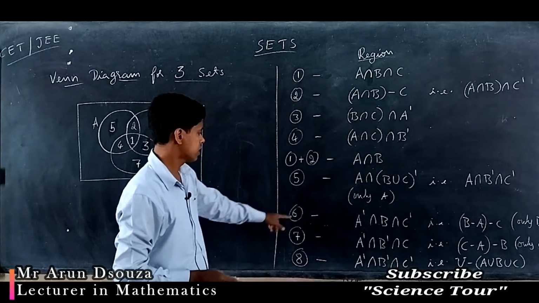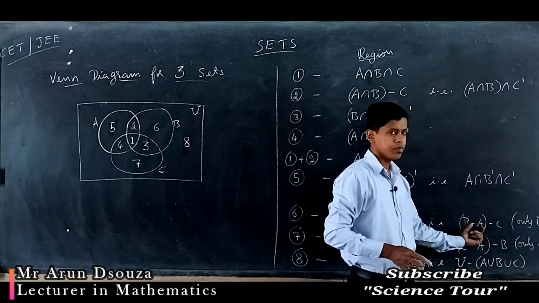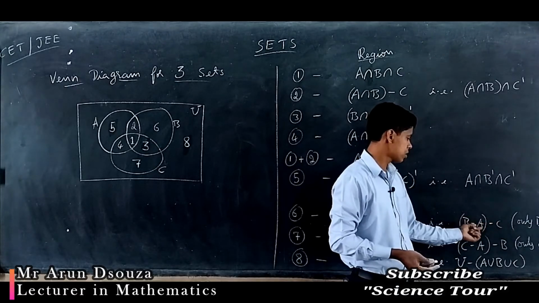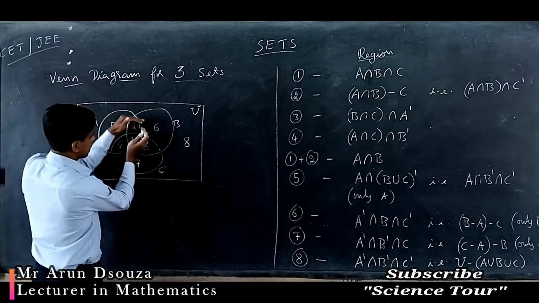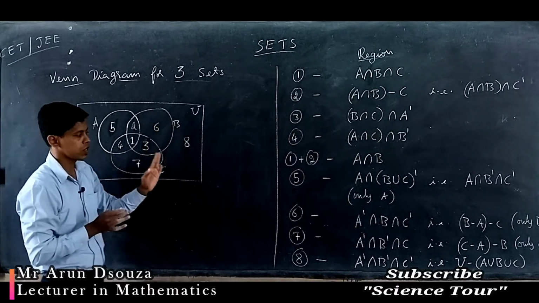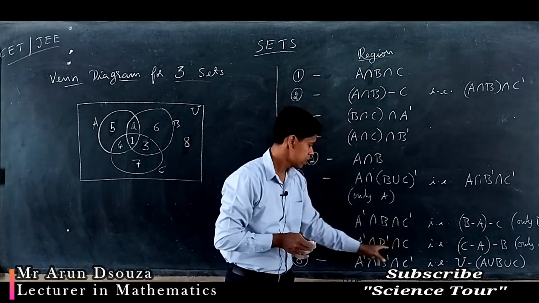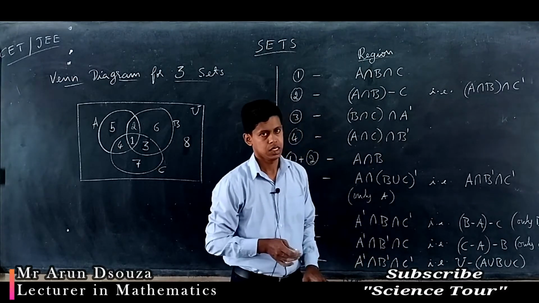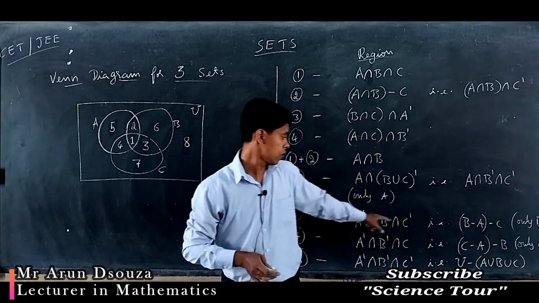Then 6 is only B. From B subtract A, and from whatever remains subtract C. So basically from B you are subtracting A and C. If you do that, you get only B. Similarly you have only C. You can use this formula: C but not B but not A, that is not A and not B and C. So everywhere you have and.